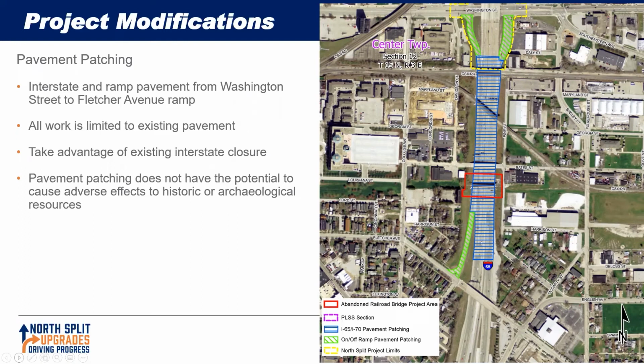One of the main reasons that we found it valuable to add this to the project is we can take advantage of the existing interstate closure. Because there is no through traffic on Interstate 65 or Interstate 70, we have just a small amount of traffic in this part of the project area, and it makes a lot of sense to get this maintenance work done now.